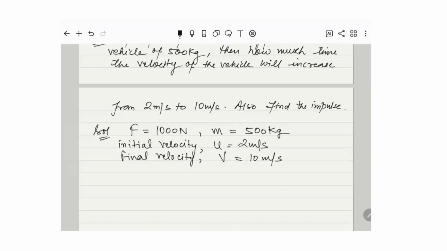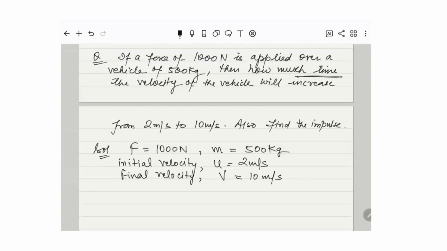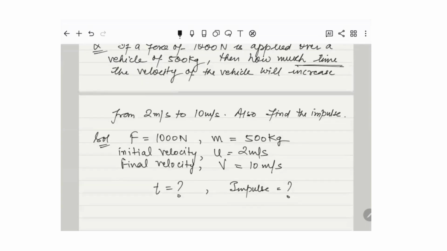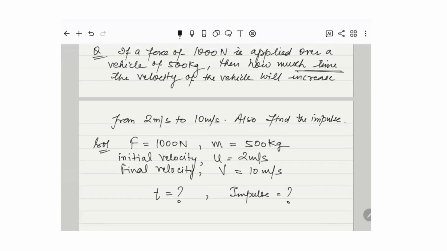Mass is given, force is given. Now you have to find out how much time. Time, you have to find t. And the other thing which you have to find is the impulse. These two things you have to find out here, right? And these are the quantities which are given. To find out t, what we should know?